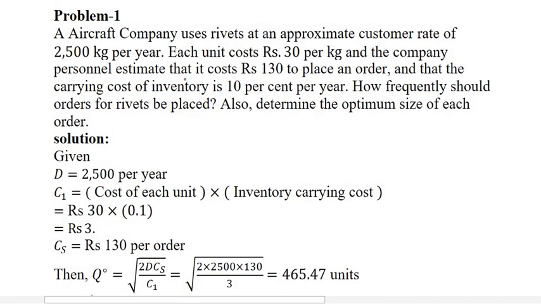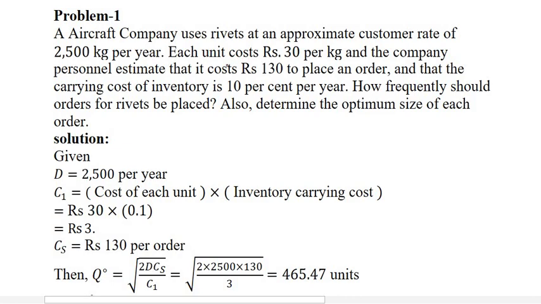An aircraft company uses rebates at approximate customer rate of 2,500 kgs per year. Each unit costs rupees 50 per kg, and the company personnel estimate that it costs rupees 130 to place an order, and the carrying cost of the inventory is 10% per year. How frequently should orders for rebate be placed? Also determine the optimum size of each order.